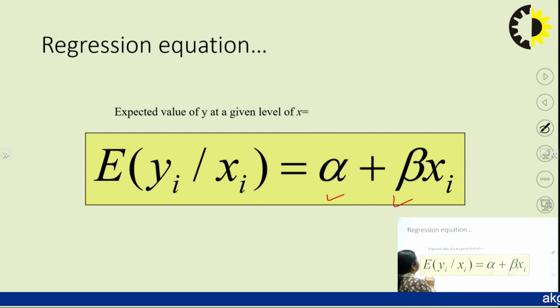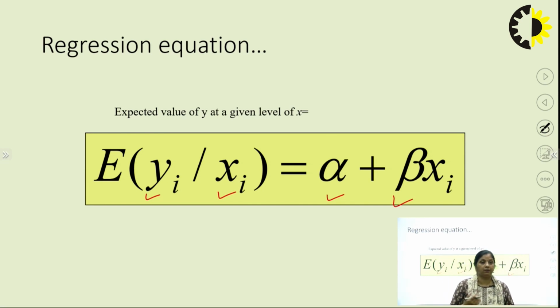So here, what is the regression equation? The expected value of y at a given level of x is alpha plus beta xi. That is similar to our line equation. Now we are given different values, and we do not always have values lying on the line. If we are given 2 points, we can easily find a line equation. But here we are given a set of data points, and on those data points we are trying to fit the linear equation which is best fitting.